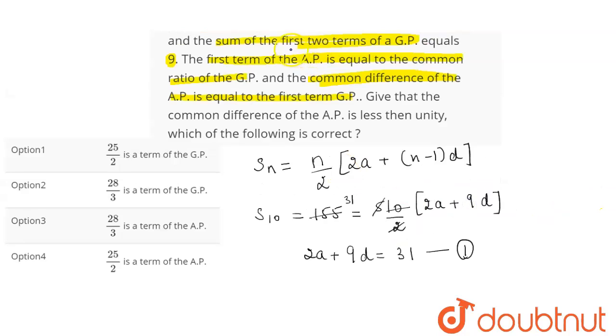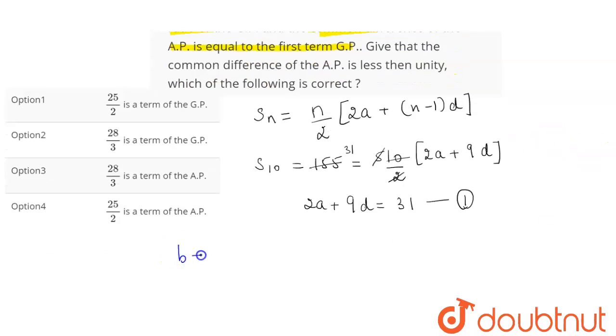It is also given that the sum of first 2 terms of the GP is 9. So if we take the first term to be b, the second term will be br, where r is the common ratio, and this is equal to 9. From here we get b(1 + r) = 9, and this is our second equation.